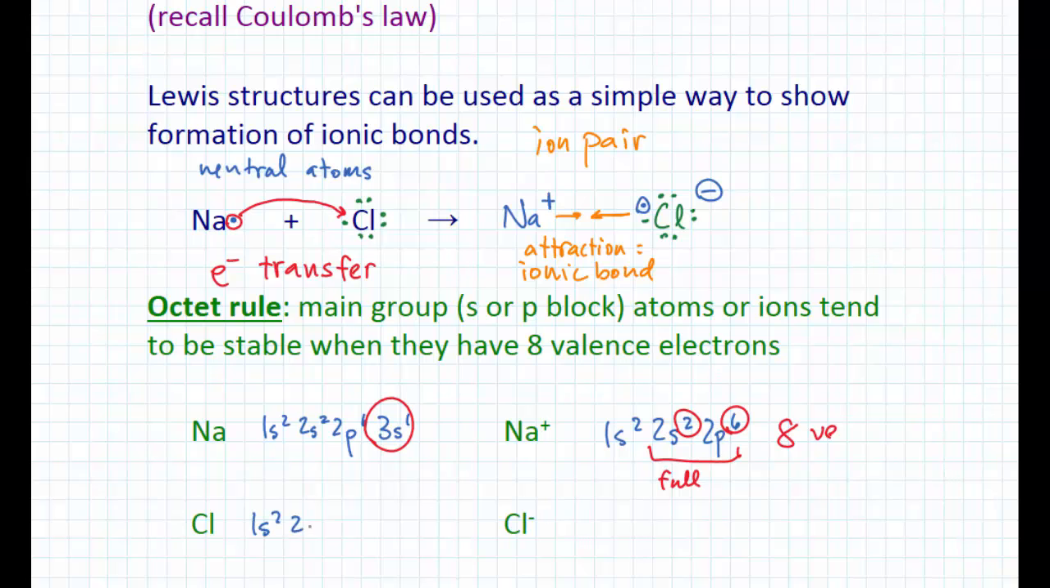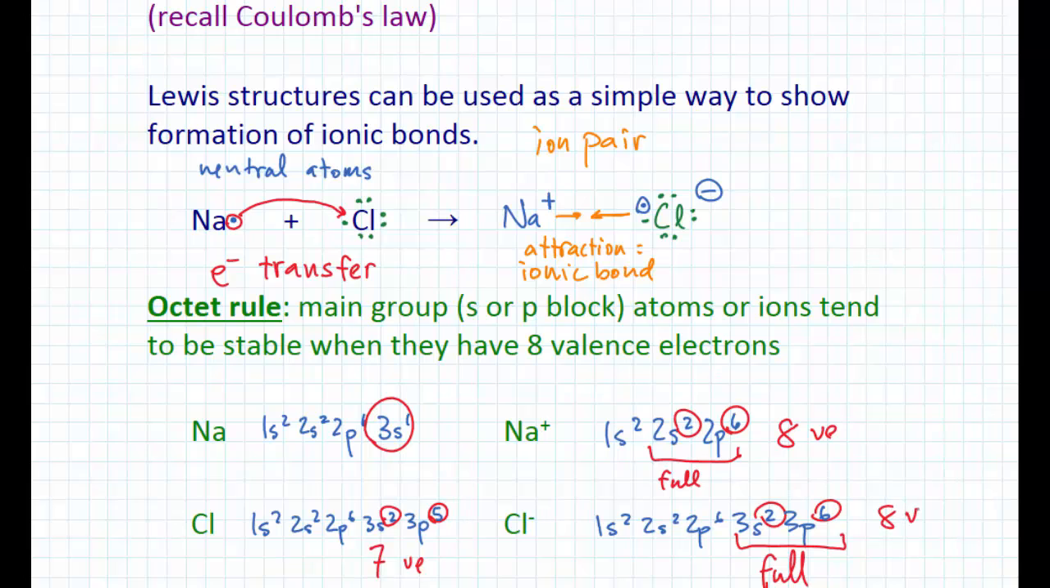Chlorine, 1s2, 2s2, 2p6, 3s2, 3p5. Here are our 7 valence electrons. So then what will be the only change for Cl becoming Cl minus? Yep, 1s2, 2s2, 2p6, 3s2, 3p6. See them right here. Now we have, again, full s and p, and again we have 8 valence electrons.